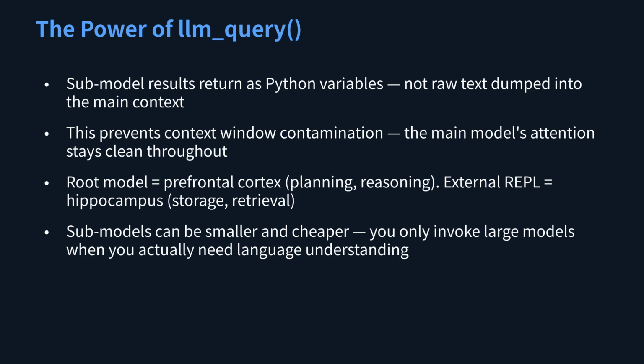Then the model does something clever. It writes Python code to explore the data. It might start by checking the length of the document, then look at the first few hundred characters, then search for specific keywords with a regular expression. When it decides it needs to semantically analyze a particular chunk, not just find it, but understand it, it calls a special function called LLM_query, which spins up a new submodel in a fresh sandbox to handle just that piece. The result comes back not as raw text dumped into the main context, but as a Python variable. The main model's context window stays clean.